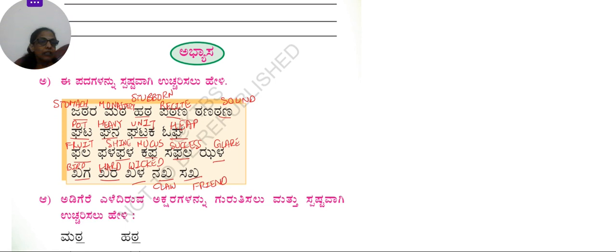Abhyasa is the exercises. Clearly these alphabets have to be pronounced.